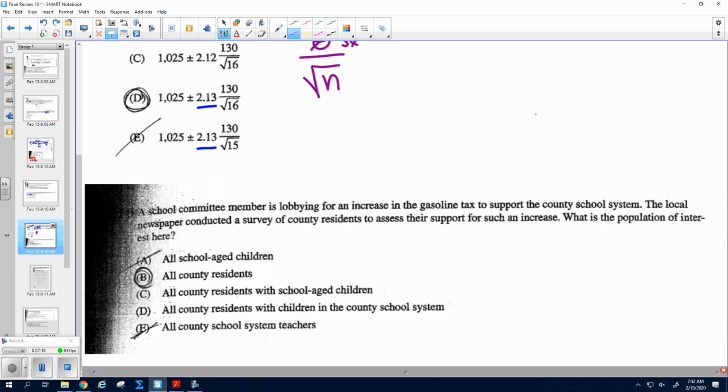All right. This next one is B. What is the population of interest? We would like to get all the county residents, including the people without children, so B.